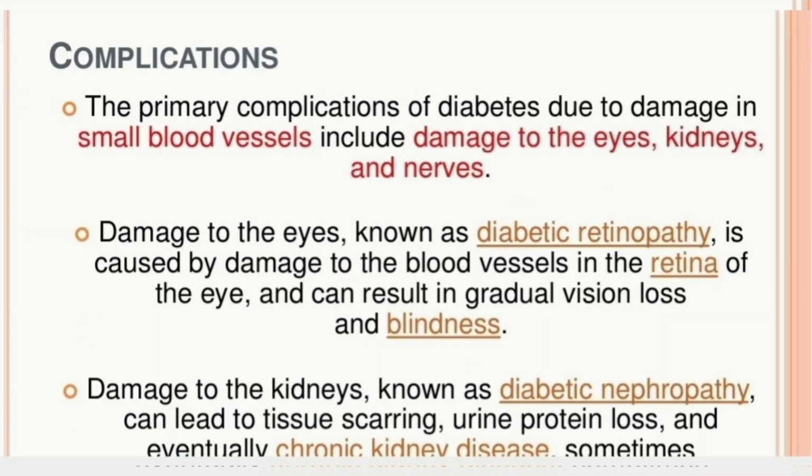The primary complications of diabetes due to damage to small blood vessels include damage to the eyes, which causes blurred vision, then kidney and nerves also. Damage to the eyes, also known as diabetic retinopathy, is caused by damage to the blood vessels in the retina of the eye, which can result in gradual vision loss and blindness. Damage to the kidney, known as diabetic nephropathy, can lead to scarring or urine protein loss, and eventually chronic kidney disease occurs.